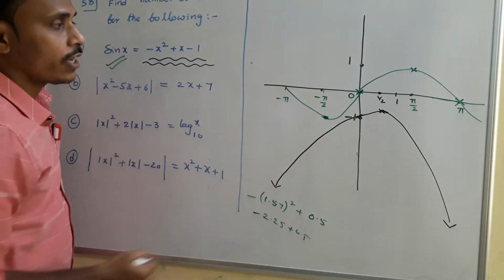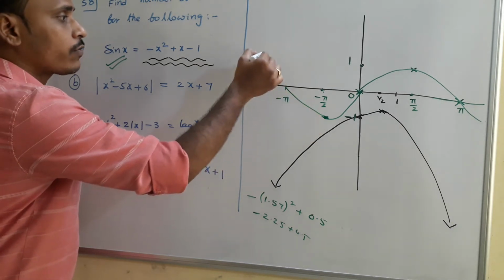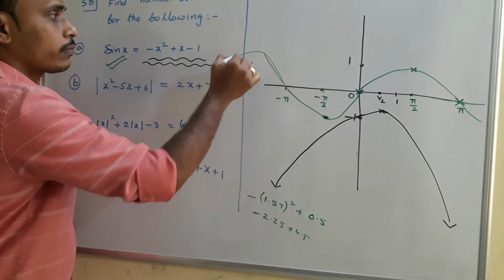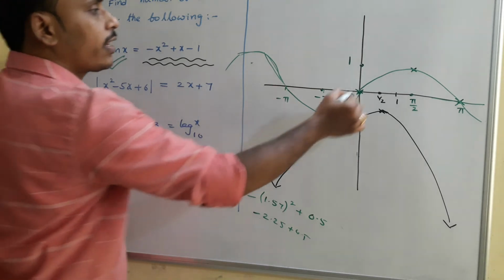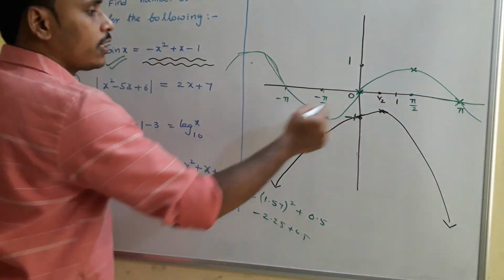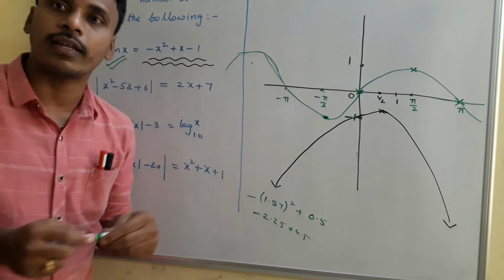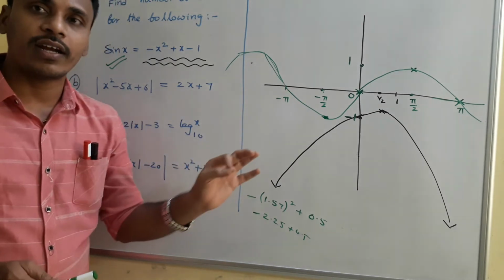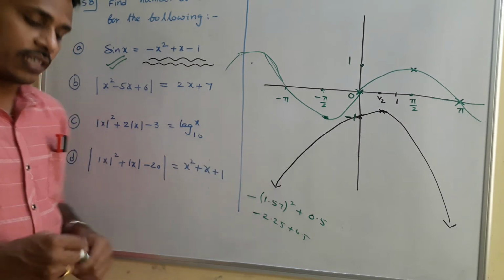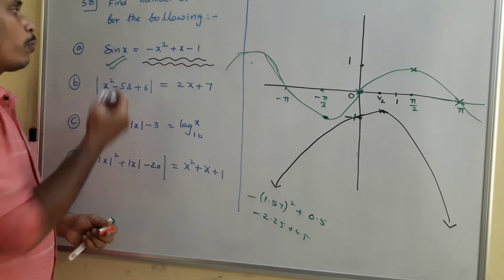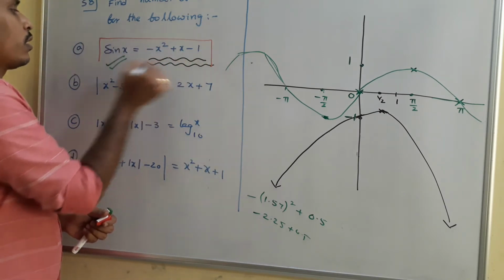So at the end when you sketch the graph, the graph of sin x goes on like this. This green color part is the graph of sin x. This black color part is the graph of the quadratic minus x squared plus x minus 1. And these two graphs are never intersecting. Since they are never intersecting, for this problem the number of solutions is 0.